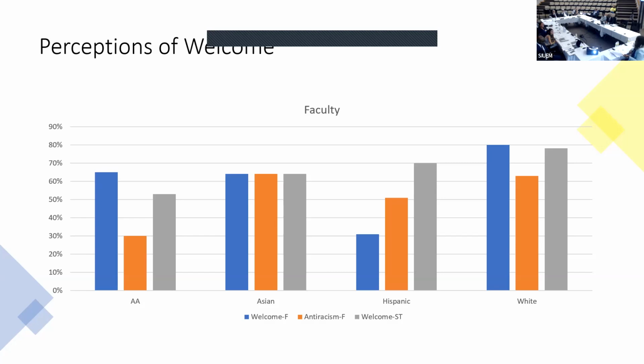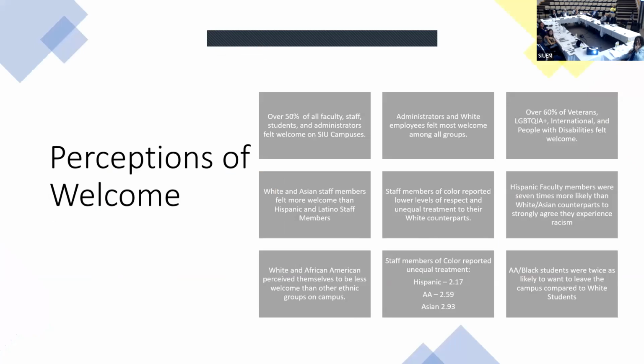When we think about the international population, 64% of international respondents felt welcome on campus, but when you ask them if they felt welcome outside of the community, they reported lower feelings of being welcome outside of the communities on the different respective campuses. So I pretty much summarized some of that data, and you can look even more specifically. If you look in the lower corner, African American and Black students were twice as likely to want to leave the campus compared to white students.